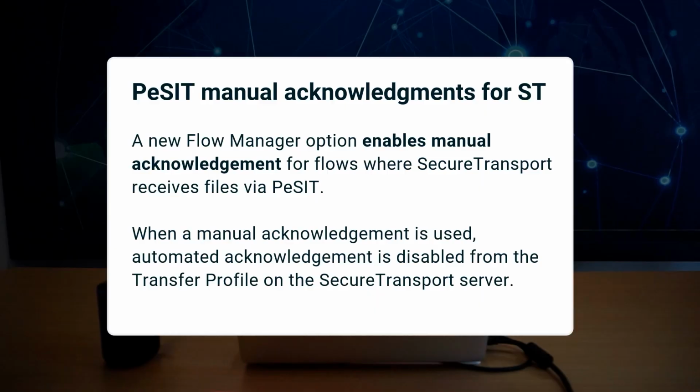In the latest release, Flow Manager includes an option to enable manual acknowledgement for flows, where SecureTransport receives files via PeSIT. When manual acknowledgement is used, automated acknowledgement is disabled from the transfer profile on SecureTransport server.